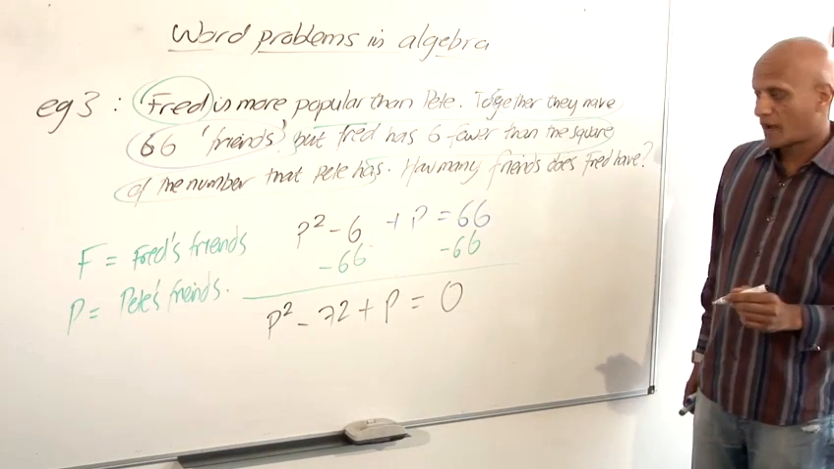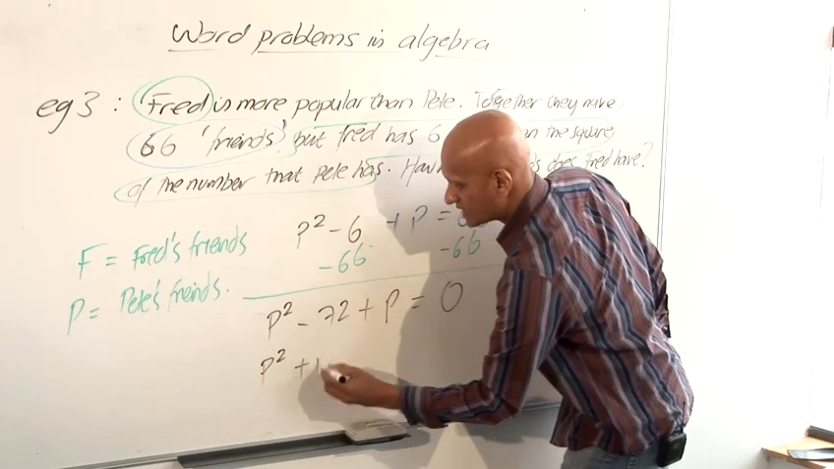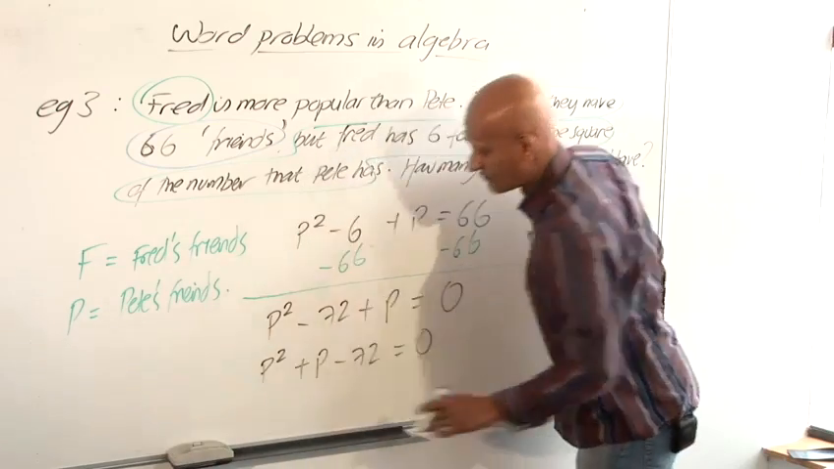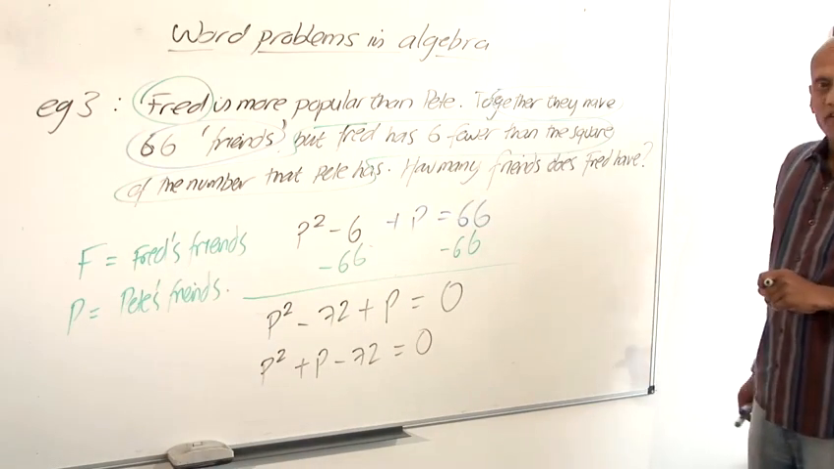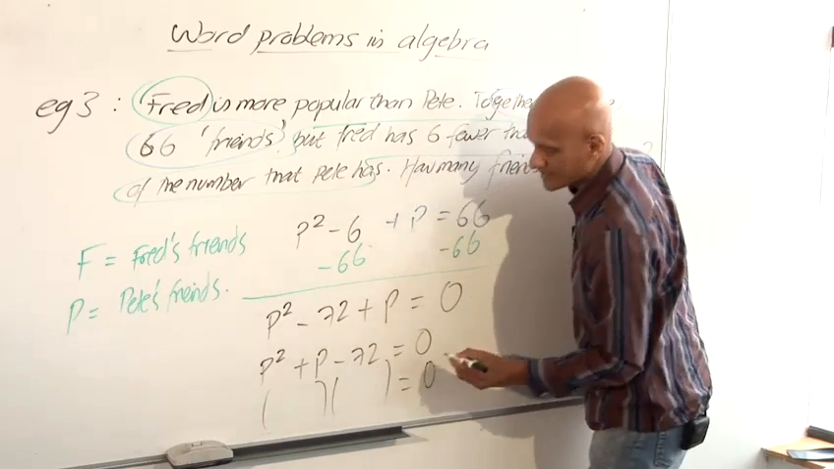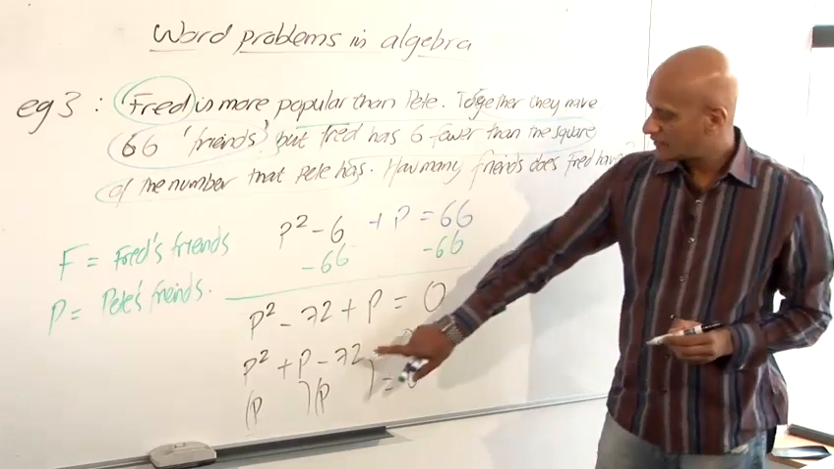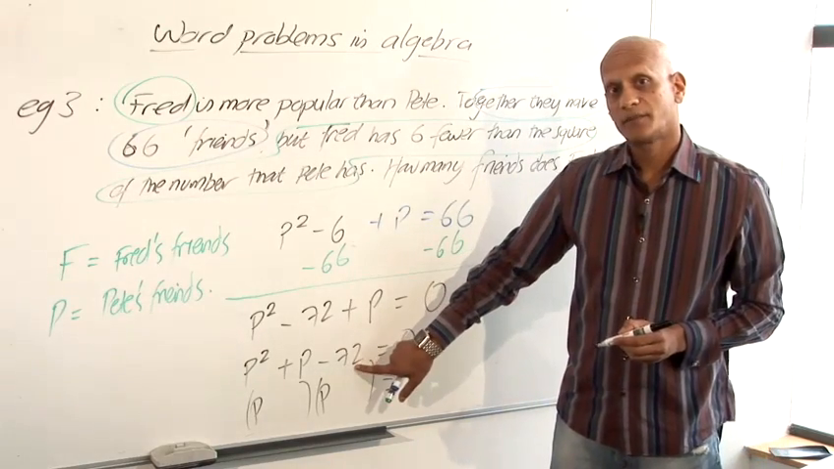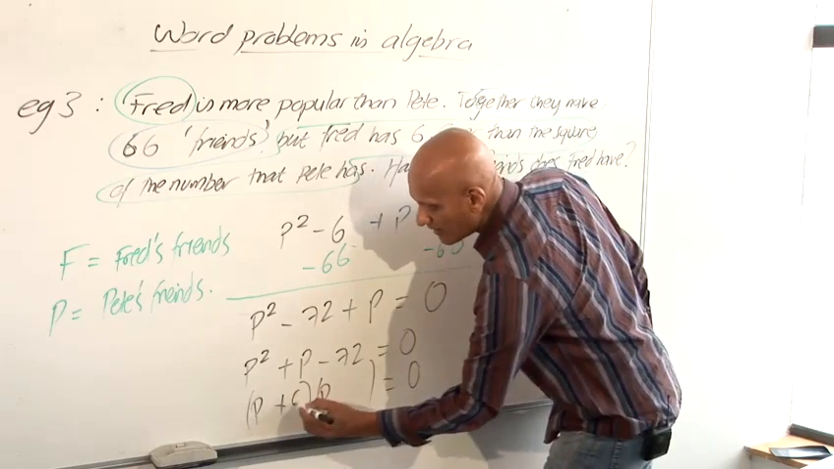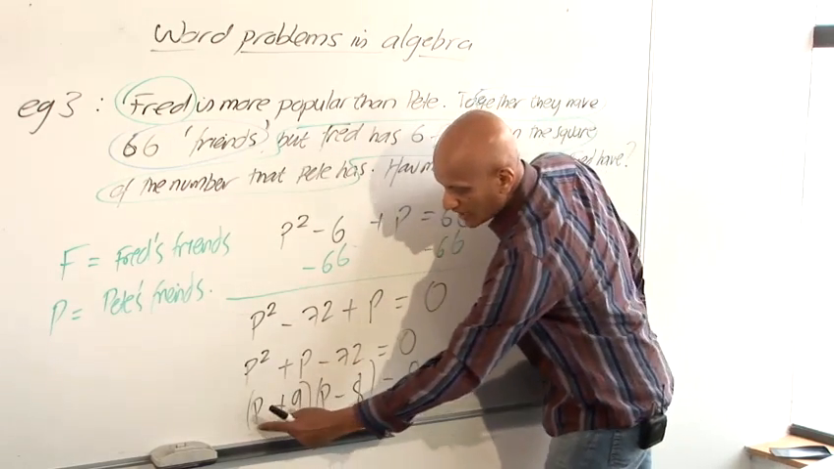This is a quadratic equation, so I want to write them in the correct order. So I'm going to write my p squared first, my plus p second, and my minus 72 last. And then now I'm going to factorize this. This is a quadratic, so we know we need to factorize it. Two sets of brackets. To get p squared, I need a p at the front of both of those. Minus 72 could be 9 times 8. I'm going to put a plus 9 times a minus 8 to give me my minus 72. And then I'm just going to check that works.